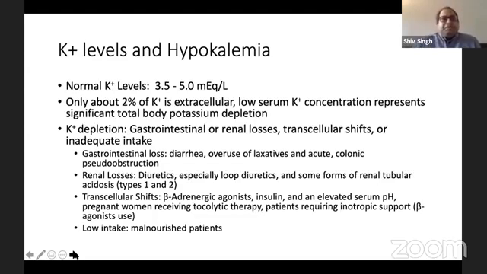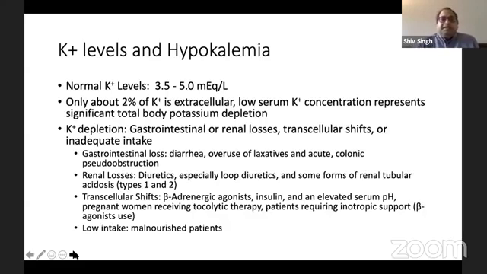As far as normal potassium levels are concerned, normally around 3.5 to 5 milliequivalent per liter. Some books would also say that even 5.5 milliequivalent per liter is normal. And we know that potassium is basically intracellular, so only 2% of potassium is extracellular. So when you actually get hypokalemia, that basically represents a significant potassium depletion in the body.